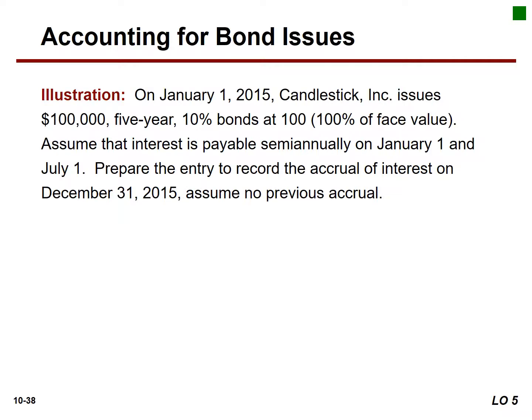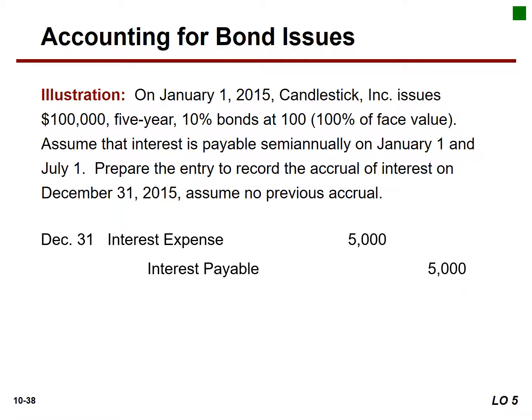Okay, on December the 31st, as we're about to prepare our annual financial statements, we're going to make an adjusting entry to record the accrued interest on these bonds by debiting interest expense and crediting interest payable for $5,000. We're making this entry because we're not going to make this interest payment until January the 1st. So at December 31, we need to record the accrued interest on these bonds up through December the 31st.